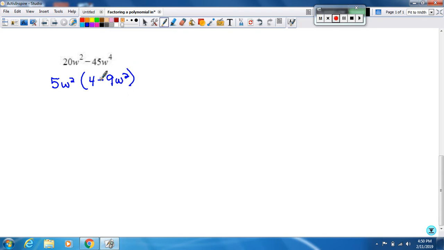Now you still have a difference of two squares here. So you leave your 5w squared on the outside. You make two sets of parentheses.